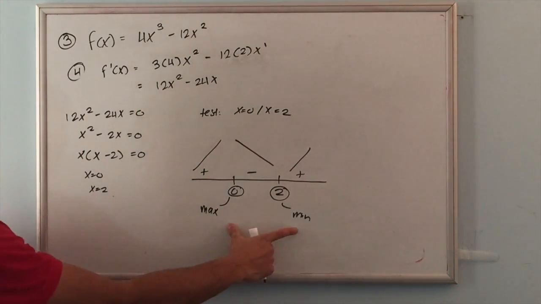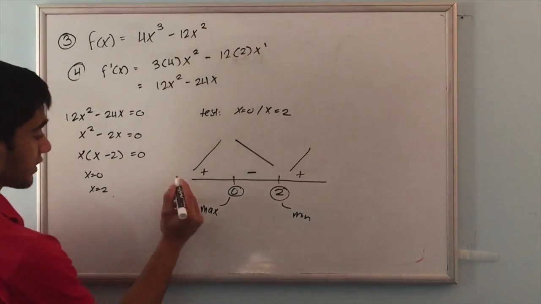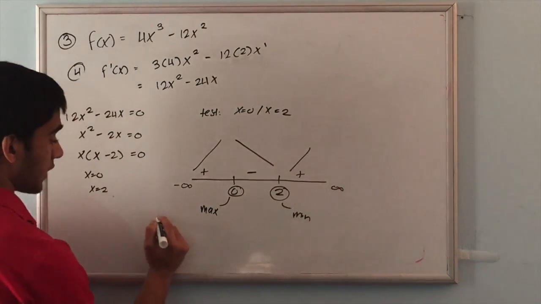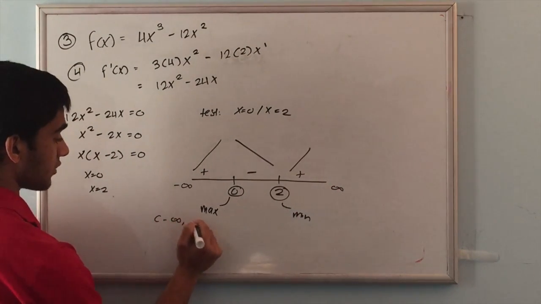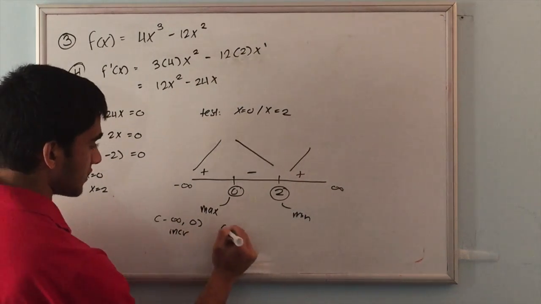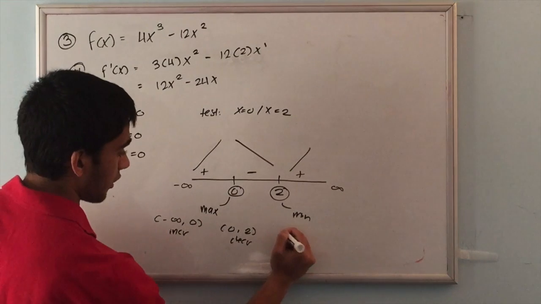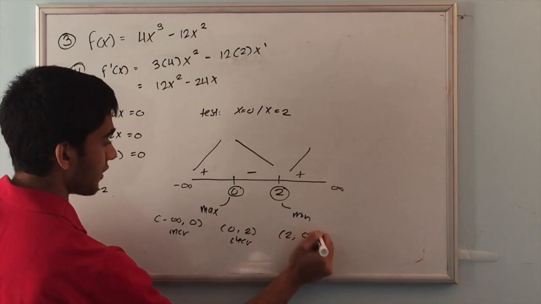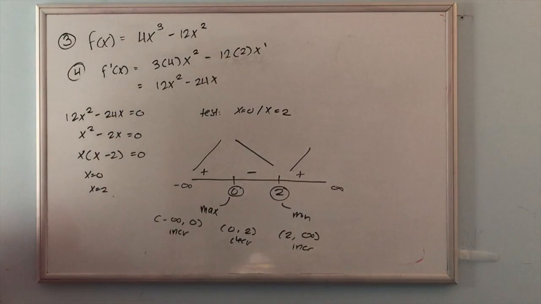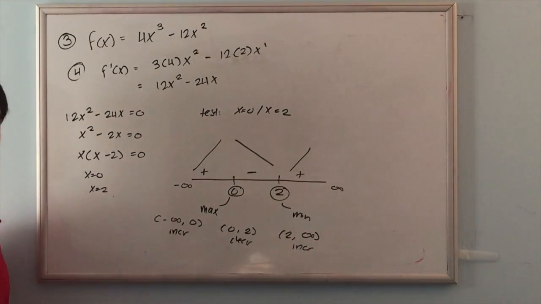So after we determine our maxes and mins, we can now do our intervals of increase and decrease. If we label this end as negative infinity and this end as positive infinity, we can say that from negative infinity to 0, it is increasing. From 0 to 2 is decreasing. And from 2 to positive infinity, it is again increasing. So from the number line test and the first derivative test, we found our mins and maxes, and we did our intervals of increase and decrease.